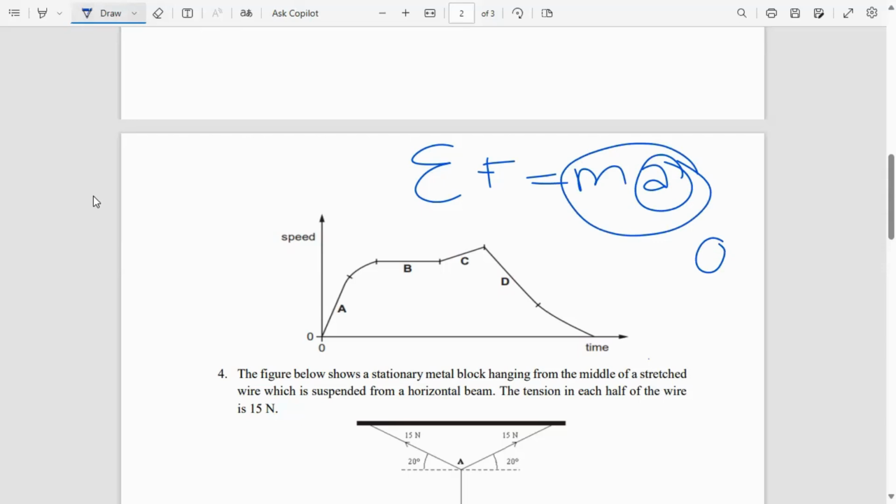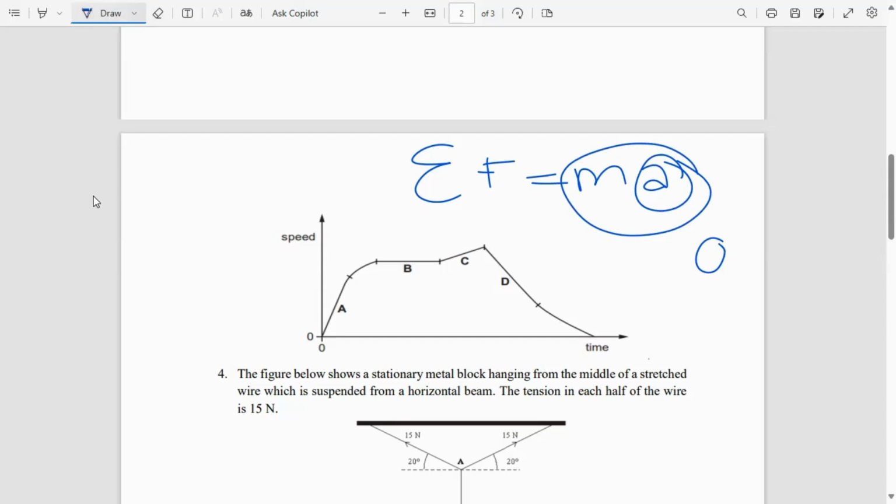What does it mean when acceleration on an object is equal to 0? That means there is constant velocity. There is no change in velocity. The velocity is the same. So our job is to find the part on this speed-time graph where the velocity is not changing. The velocity is constant. That means the forces on this car during that point in time were balanced.